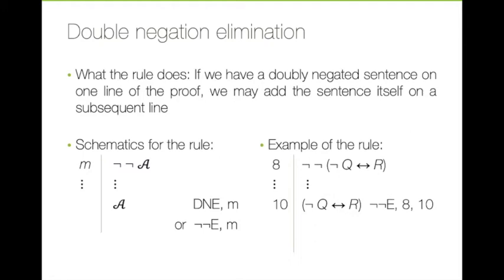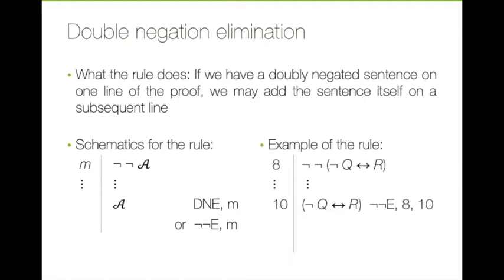And now we're going to introduce a rule for eliminating double negations. So if we have a doubly negated sentence on one line, we can add the sentence itself on the next line, or any subsequent line. So if you have not not A on line M, you can drop the double negation to get A on some subsequent line and justify it with double negation elimination and line M where the double negation appeared.